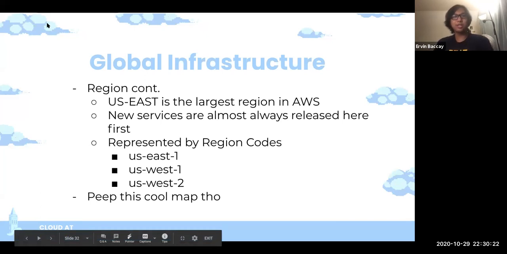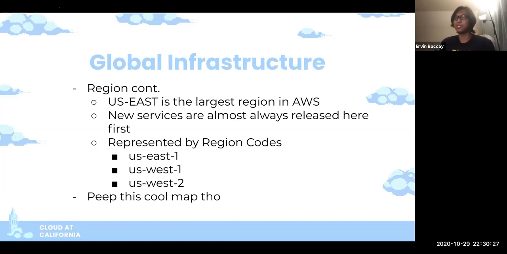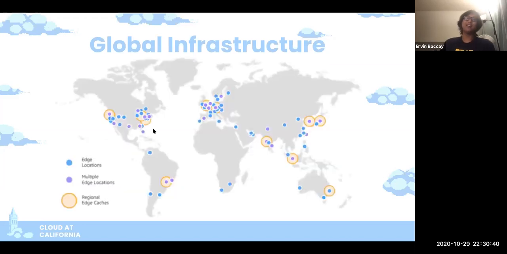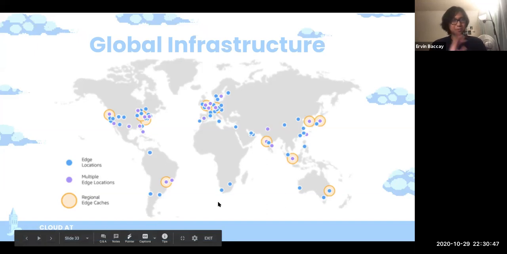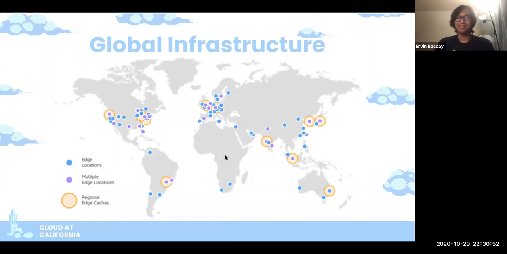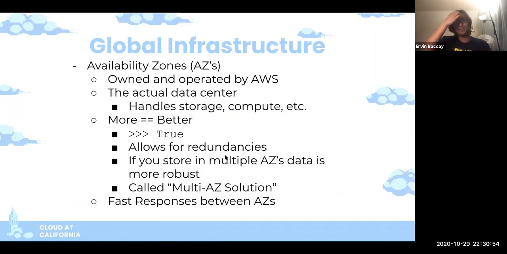Moving on from that, US East is the largest region on AWS, and new services are almost always released here first. In addition to that, regions are represented by region codes. So like I said before, US East 1, US West 1, US West 2. And you could see all of these regions by peeping this cool map. So yeah, these are the locations of all the edge locations and whatever regional caches there are. Don't worry about what that is, since we'll probably have AWS do this for you, but it's just cool to know how it functions at the back end.